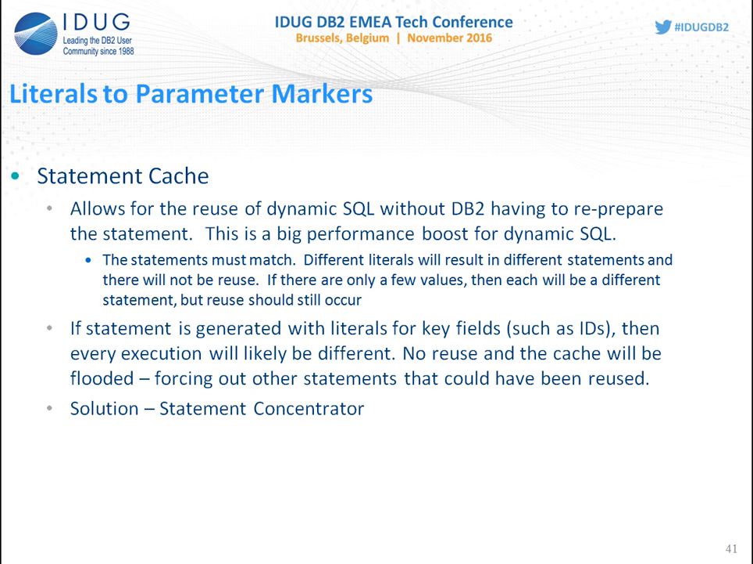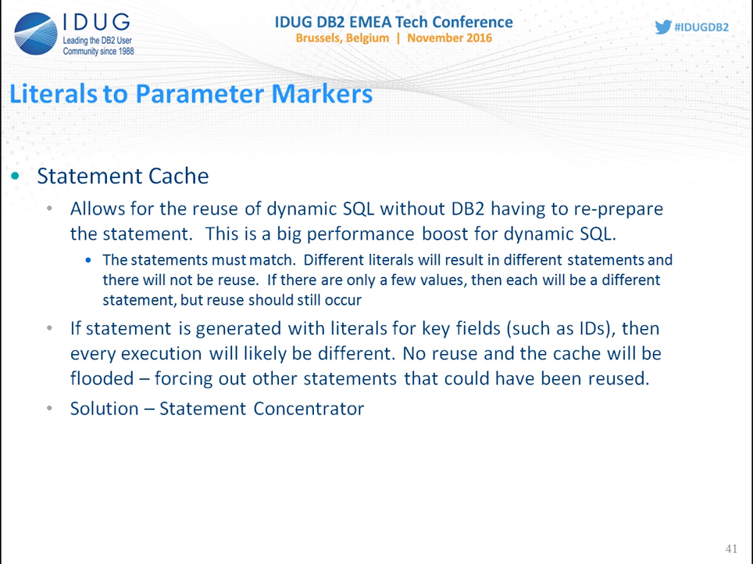The statement concentrator, if that's turned on, will first look to see if that exact statement is in the cache. If it's not, it will take the literals and turn them into parameter markers, and then look again to see if that version is in the cache. And if it finds it, it doesn't have to do the full prepare.